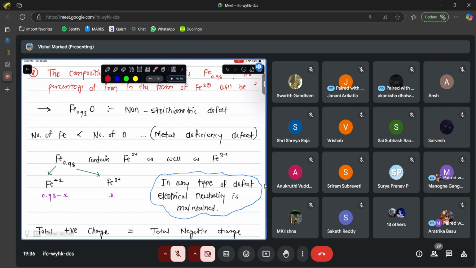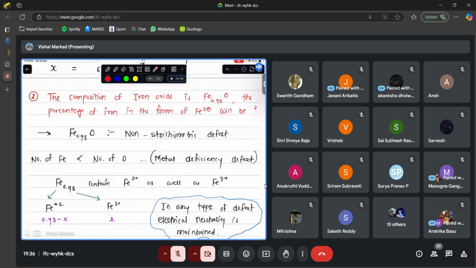Okay. So consider Fe0.93O. What is the question they are asking? How many Fe3+ are possible? The percentage of iron in the form of Fe3+. There can be Fe2+ also, and there can be Fe3+ also. They are asking what percentage of Fe3+ is there. How will we calculate this one?